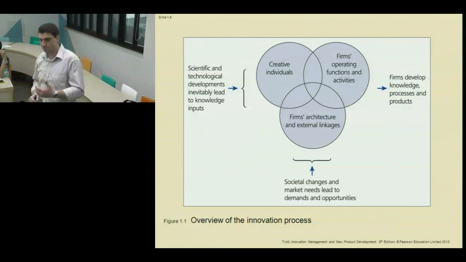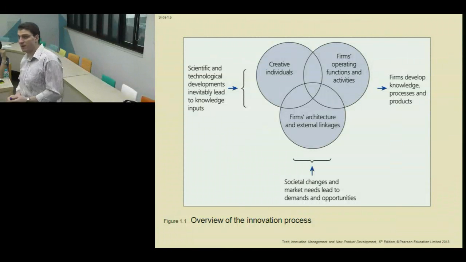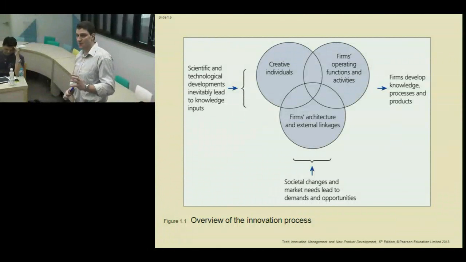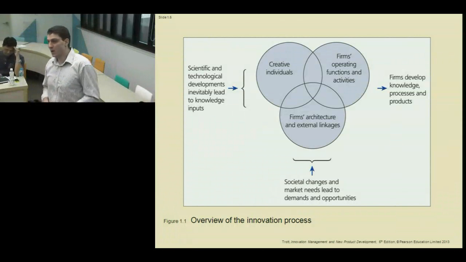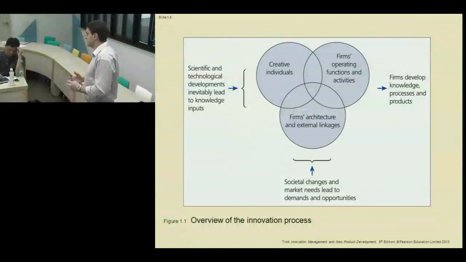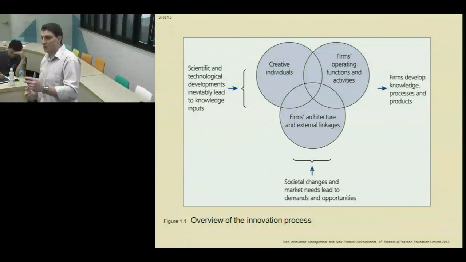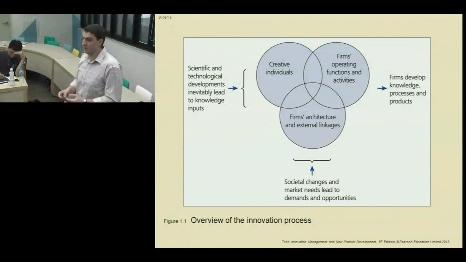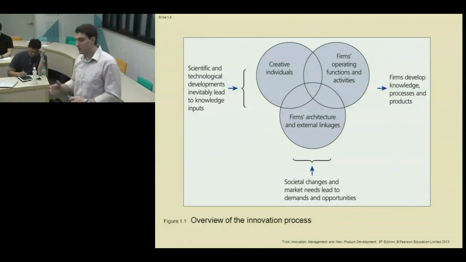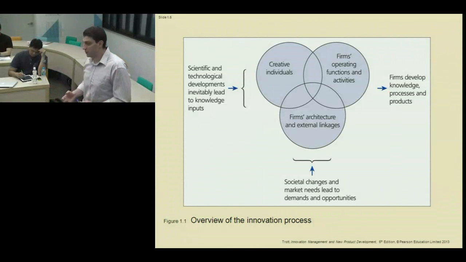We have talked about people, about technological developments that lead to knowledge outputs. We also have firms, architecture, and external linkages. We talked about relationships and collaborations and competition. So we have societal changes and market needs also lead to demand and opportunities. It's the market pull.